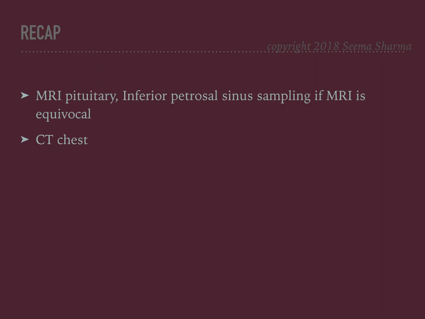Another thing is, if you have a lack of response to the high-dose dexamethasone suppression test and an elevated ACTH, you're going to do a last step of a CT chest because you're thinking ectopic ACTH producing tumor, and those are usually in the lung.